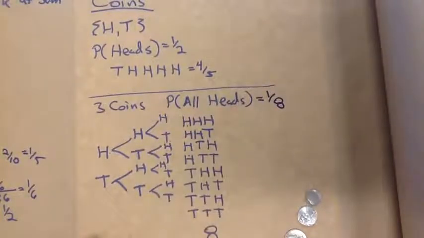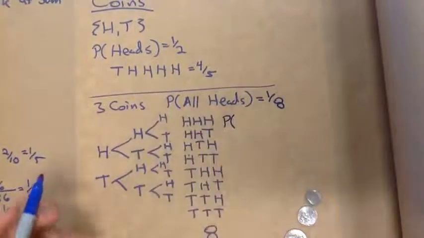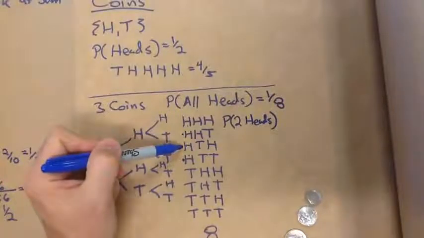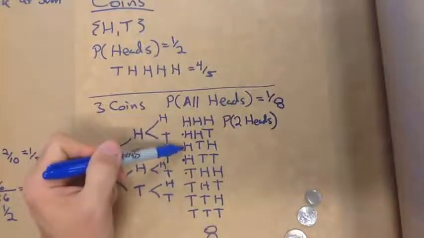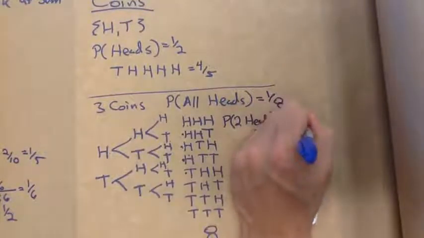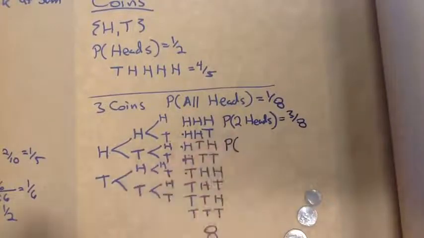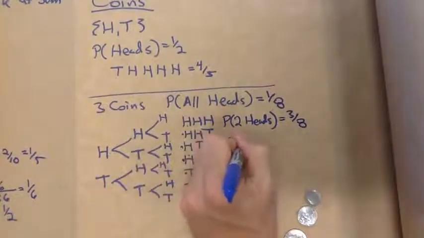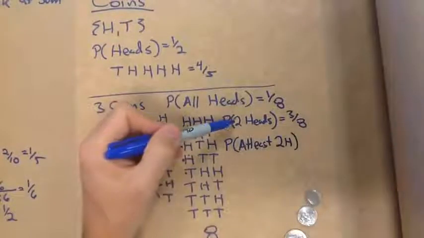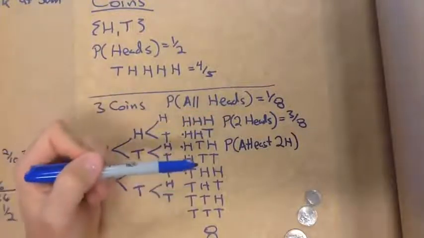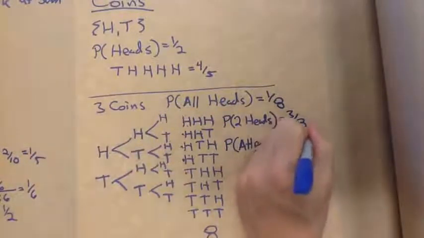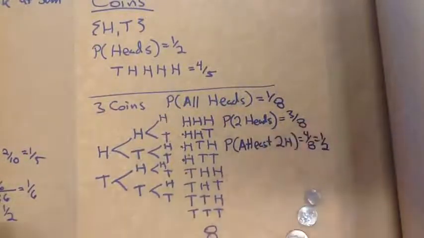Now what if we wanted to look at something different? Maybe the probability that I get 2 heads. This one, this one, this one. So there's actually 3 cases where I would get 2 heads. So that would be 3 out of 8. Maybe we want to look at the probability that I would get at least 2 heads. So that's taking 2 heads and also taking into account that we have 3 heads. So I'd have 1, 2, 3, 4 different options. So that would be a 1/2 probability.